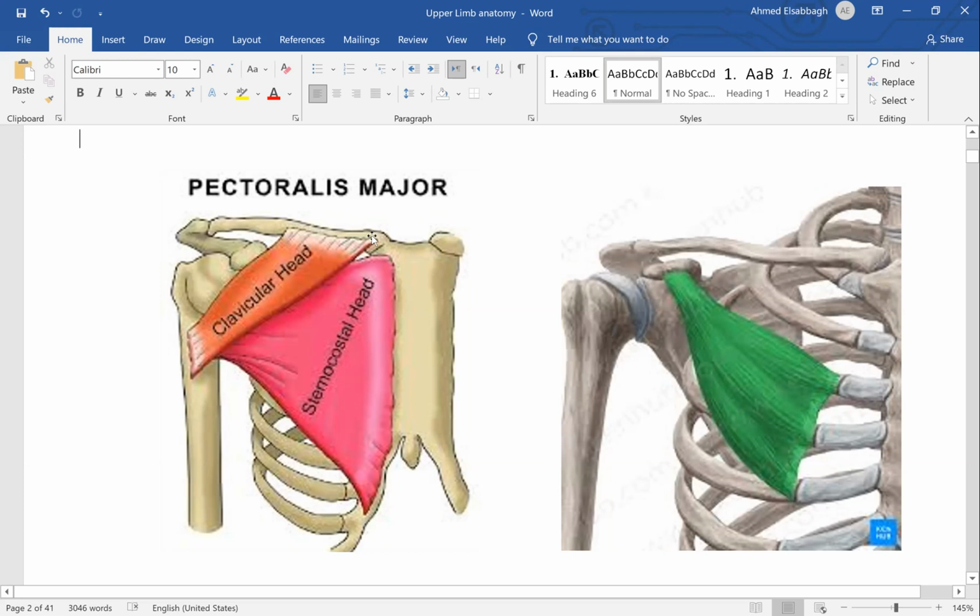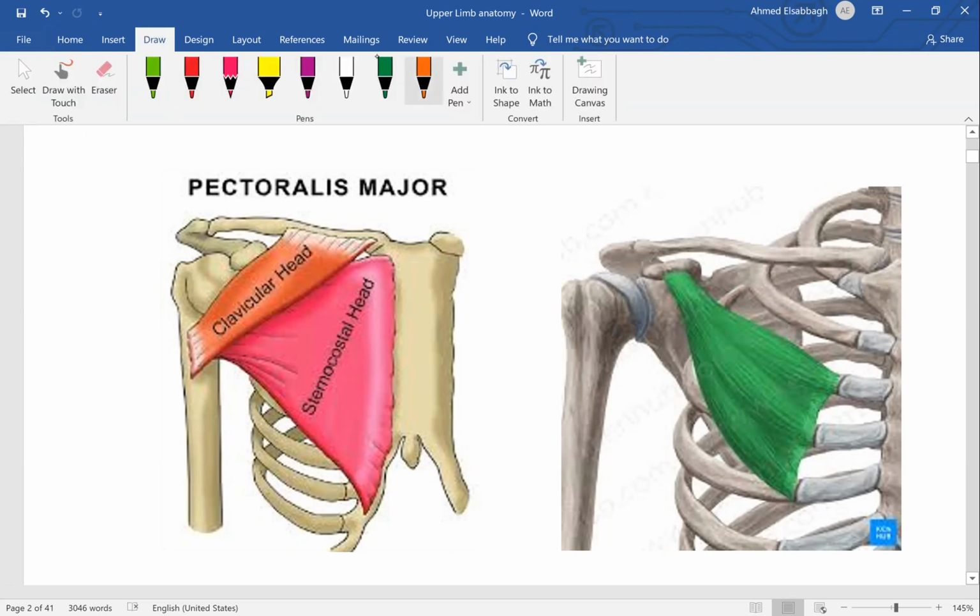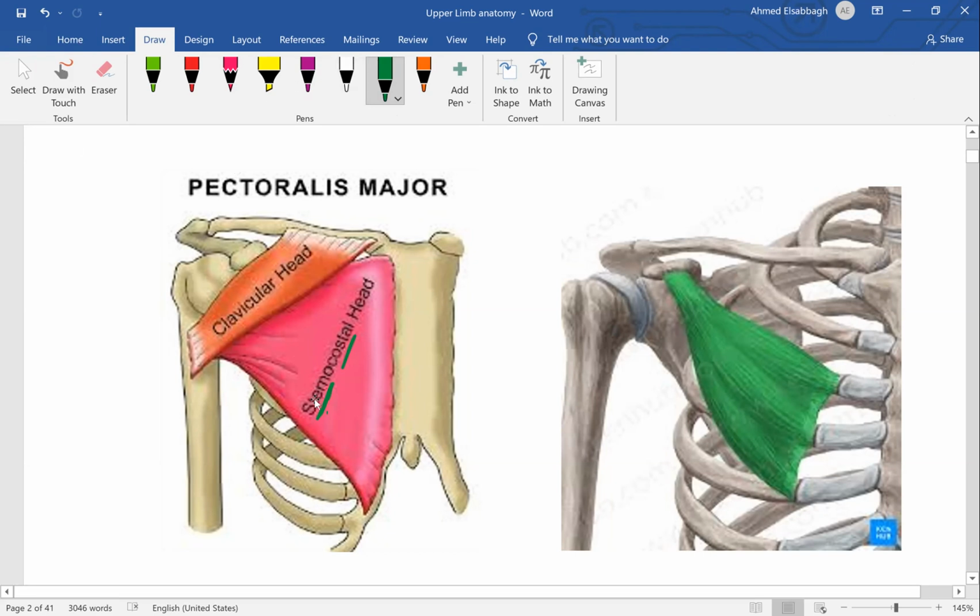The second head is called the sternocostal head, so sterno and costal. Sterno originates from the anterolateral surface of the sternum, and costal originates from the upper six costal cartilages. So this is the origin.